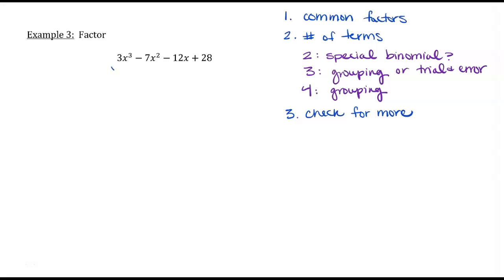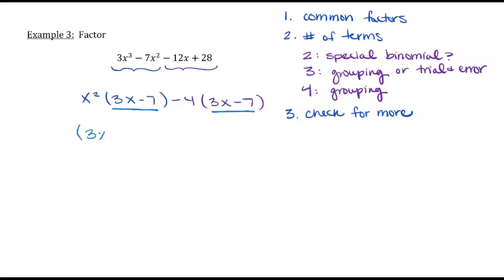Looking at our first 2 terms, we can factor out an x squared. This leaves us with 3x minus 7. Looking at our last 2 terms, we could factor out a -4. This leaves us with positive 3x minus 7. Now that our 2 groups share a 3x minus 7, we can factor that out. This becomes 3x minus 7 times x squared minus 4.